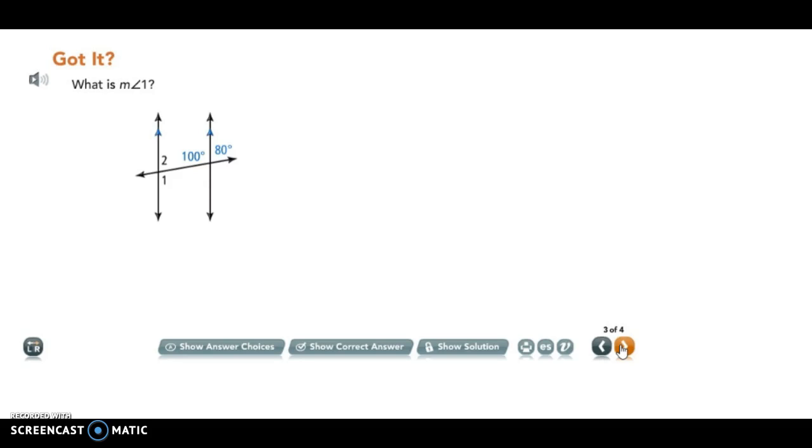Okay, so now we're going to look at measure of angle 1. We have two lines that are parallel being cut by a transversal. One of them is alternate interior, and the other one is corresponding. So really, you should be able to find the measurements of angle 2 and 1 at this point. So go ahead and hit pause, try and do that, and then you can come back.